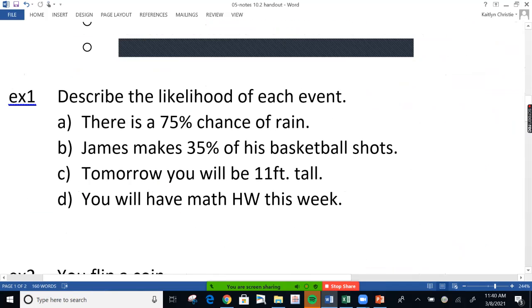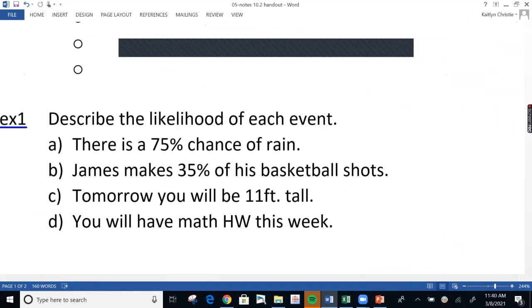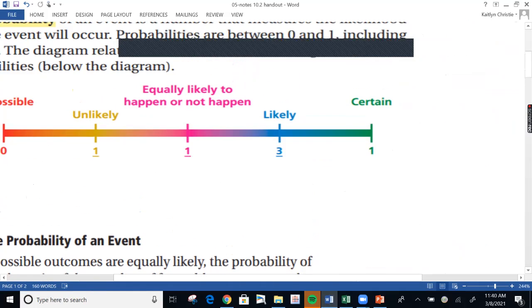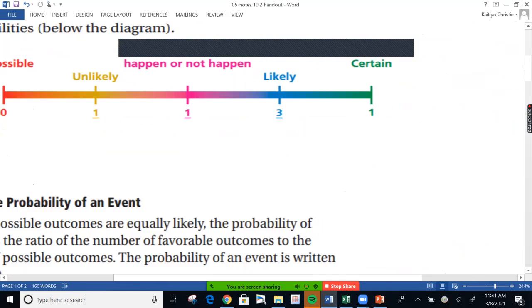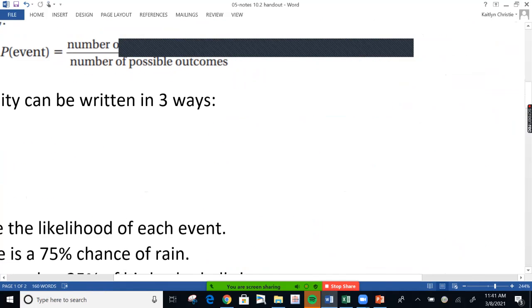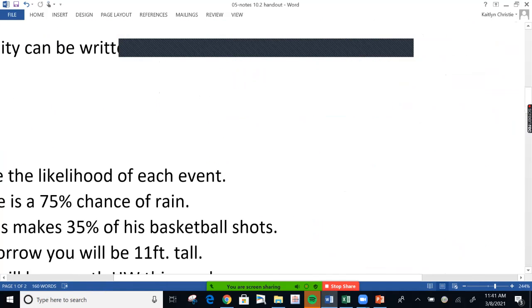Our last one is you will have math homework this week. You actually have math homework tonight. So what's the probability that you're going to have math homework this week? You can be optimistic and say that it's likely, but it's actually going to be certain. So that's going to be 100% chance because you do have it tonight. So it is a certain probability. So you're going to go ahead and write certain next to, I think that was letter D.